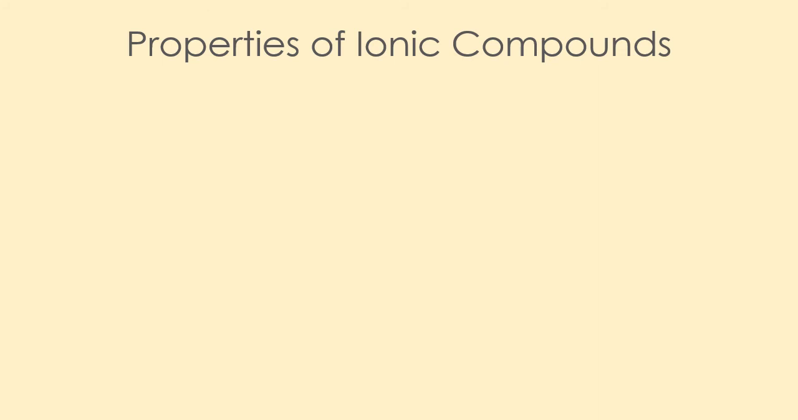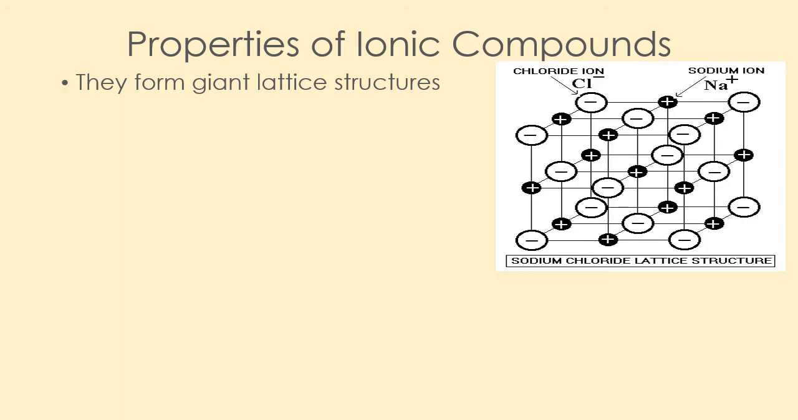Finally, we're going to have a look at some properties of ionic compounds. So they form giant lattice structures. What I mean by that is it looks like this, it forms a regular pattern. For this one, sodium chloride, we can see that each sodium is attracted to chloride ions in all directions. We get a strong electrostatic force. We get a regular pattern.